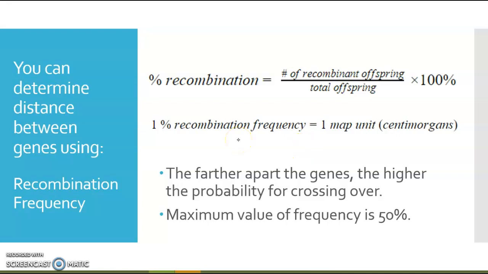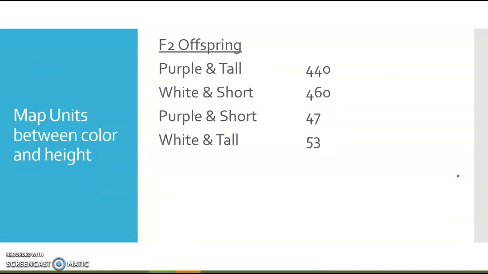So with the idea of chromosomes, there's no real measurement in regards to length. So we just call them map units, or you might also hear them as centimorgans. Now, something to keep in mind, right, is if the genes, where they are located compared to each other, the farther apart they are, the higher the probability of them crossing over. But just remember the maximum value frequency is about 50% because you're taking a look at that distance on the chromosome. Okay, so let's do some practice problems.